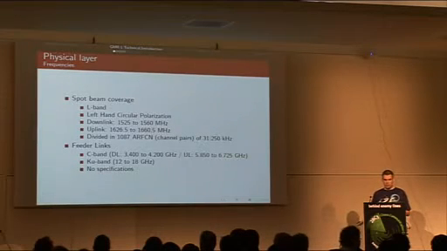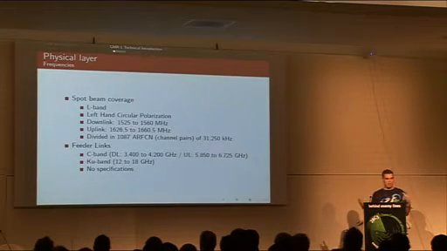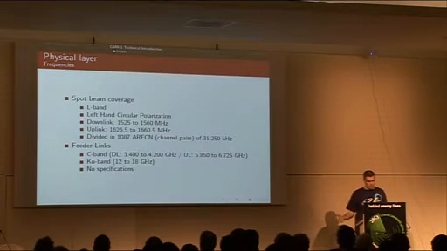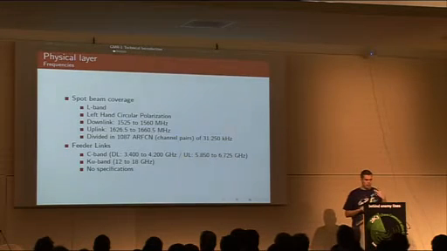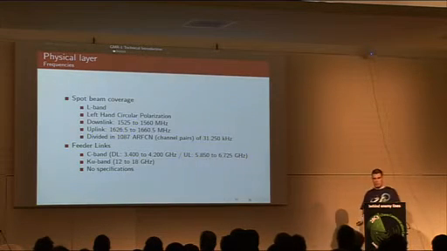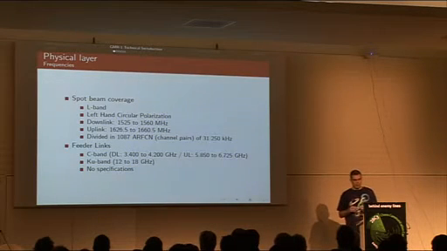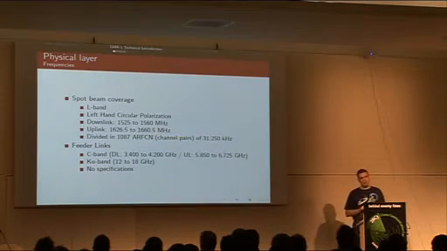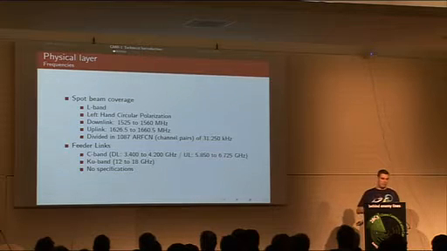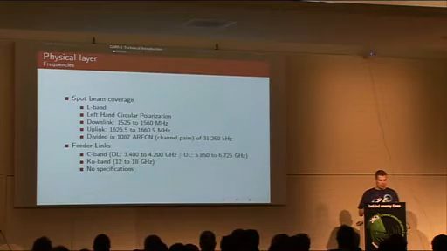The feeder link, so that's the link between the satellite and the main gateway station on Earth, can happen either in C-band or in K-band, but that's about all that's said in the specification. There is no other technical detail available, at least publicly, on what exactly happens on that feeder link.